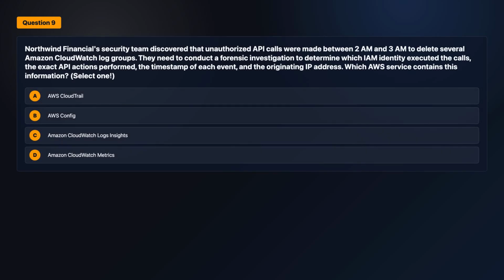Next up, we're on question 9. Northwind Financial Security Team discovered that unauthorized API calls were made between 2 a.m. and 3 a.m. to delete several Amazon CloudWatch log groups. They need to conduct a forensic investigation to determine which IAM identity executed the calls, the exact API actions performed, the timestamp of each event, and the originating IP address. Which AWS service contains this information? Select one. Review the answer choices on screen.